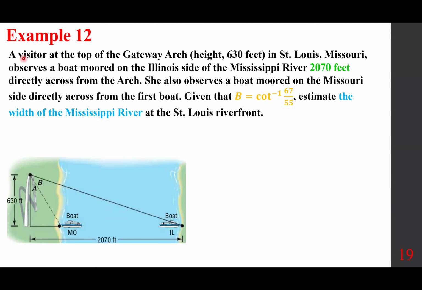A visitor at the top of the Gateway Arch, which has a height of 630 feet in St. Louis, Missouri, observes a boat moored on the Illinois side of the Mississippi River 2,070 feet directly across from the arch. So that is a distance of 2,070 feet. She also observes a boat moored on the Missouri side directly across from the first boat. Okay, so there are two boats, one on this side, one on the opposite side.